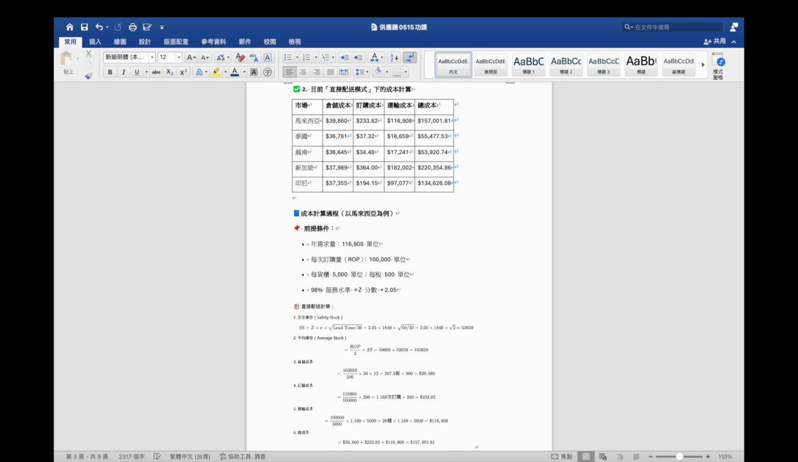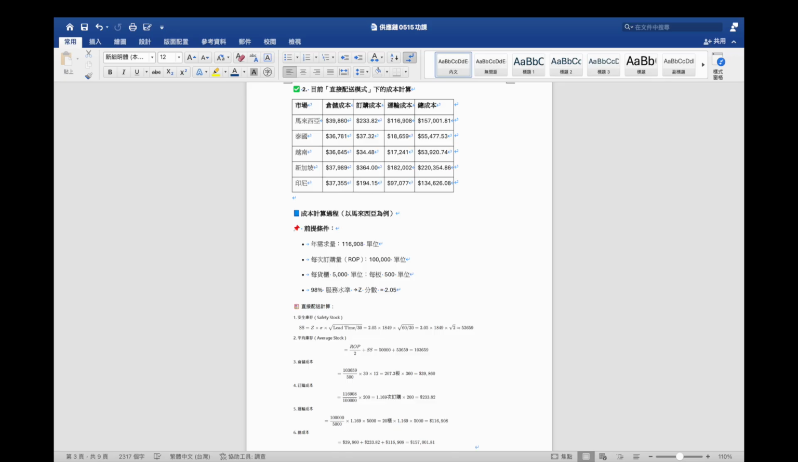116,918 units. The order quantity, called ROP, is 100,000 units. Each pallet is 5,000 units and each board is 500 units. We know the service level is 98%, so we can convert it to a Z score. The Z is 2.05. Now we know these conditions, so we can calculate the distribution cost.